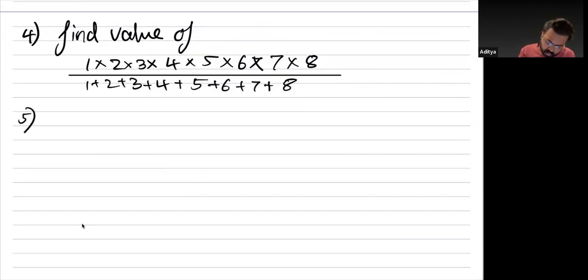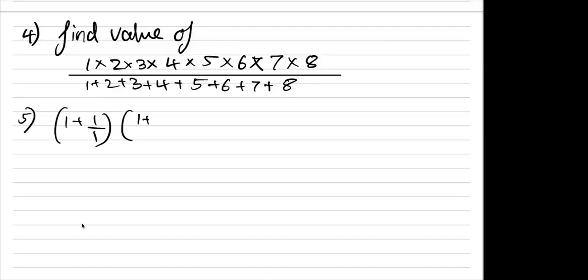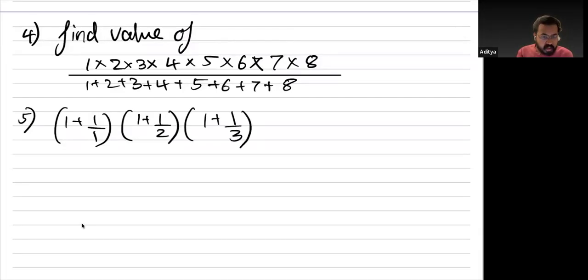Once you're done with question 4, you can also try 1 plus 1 upon 1 plus 1 upon 2, 1 plus 1 upon 3. Sir, is my answer correct? Yashraj, not correct. I think you're just making some error. Yeah, cancellation is not possible, but you can still simplify the denominator.